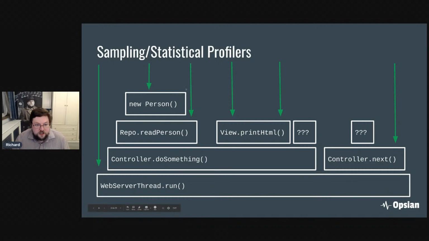So first sample, second sample, third sample, etc. When you take all of those samples, you can aggregate the data that comes out of them and build views like the hotspots view or the flame graph view that we talked about before.